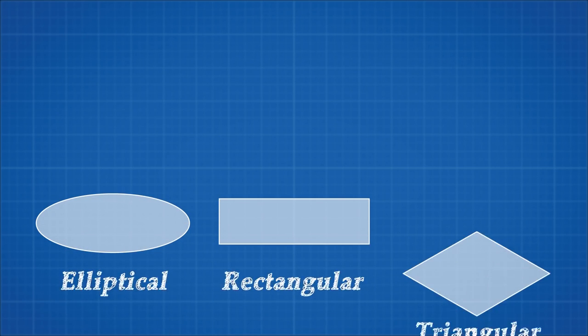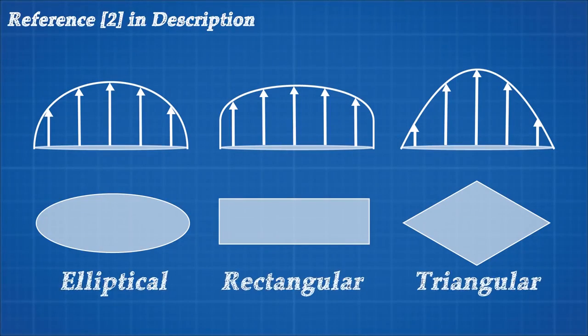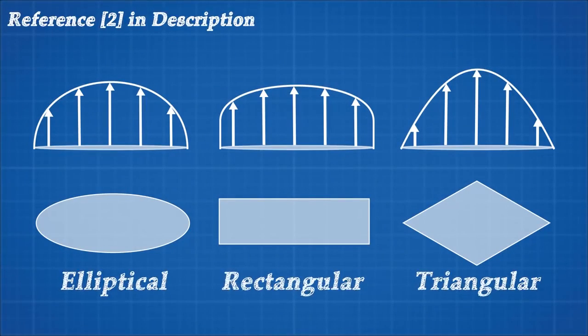Here are three wing shapes, an elliptical, rectangular and triangular wing, and their lift distributions look like this. As you can see, the elliptical wing also has an elliptical lift distribution, and this is the ideal. The iconic Spitfire was one of the few mass-produced planes in history to have this shape, as it is difficult and expensive to manufacture.